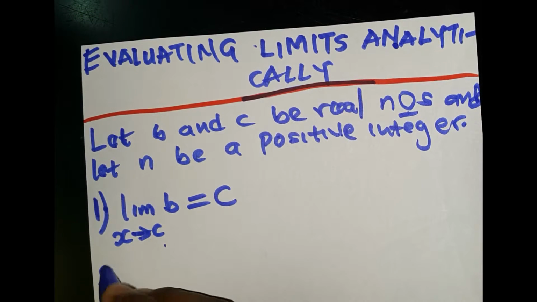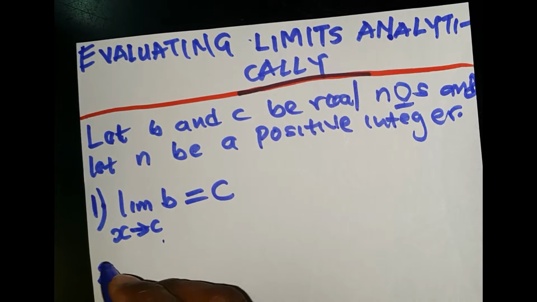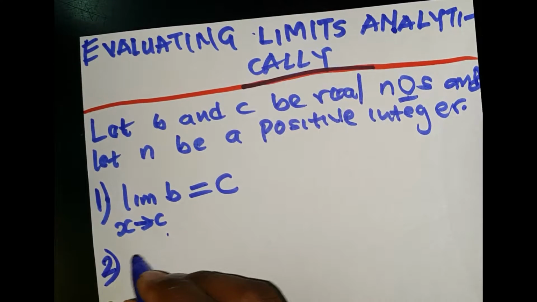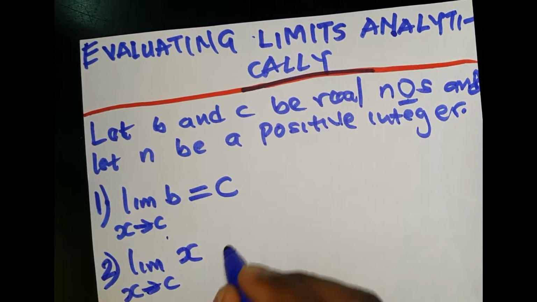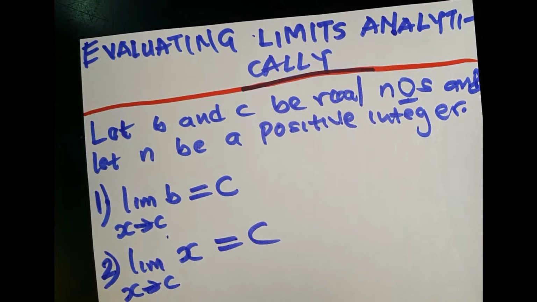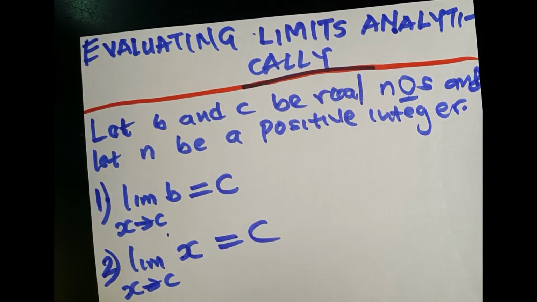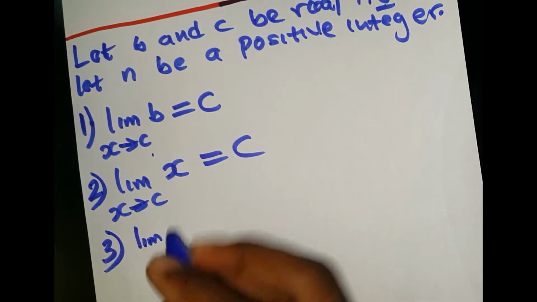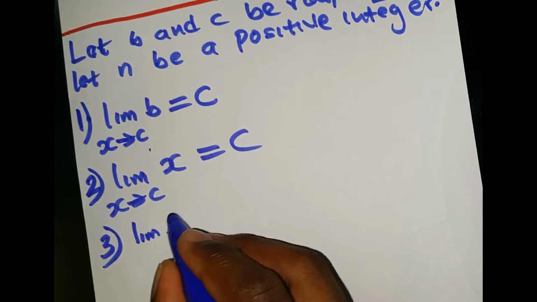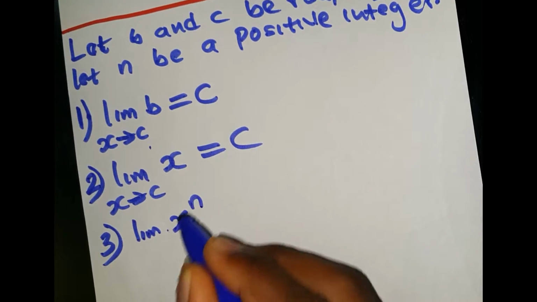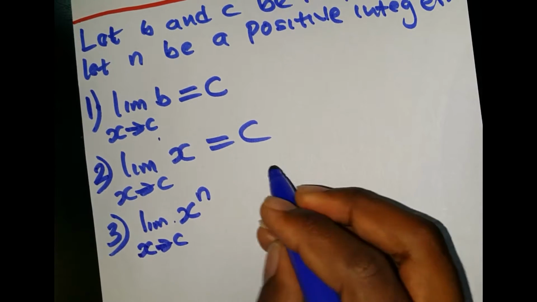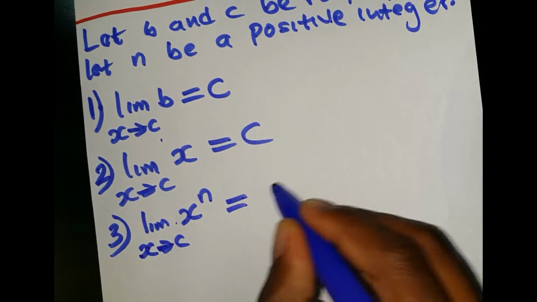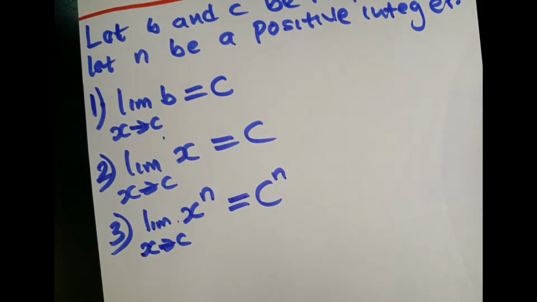Then the second rule is the limit of x when x goes to c, the result will be c. Then the third one, the limit of x raised to power n when x goes to c, then it will be c raised to power n.